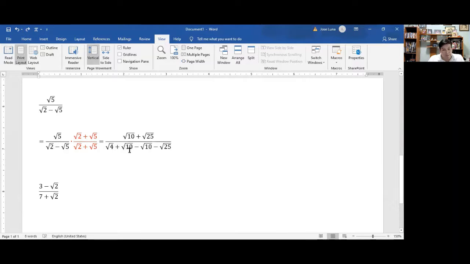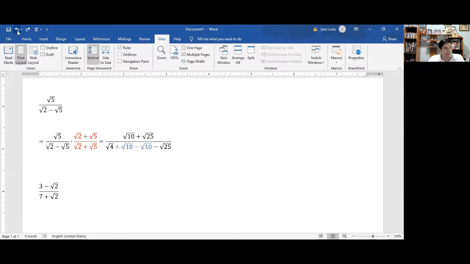Now it's a matter of simplifying, and you'll see what happens here. Notice those two middle terms, those square roots of 10. Notice that one is plus and the other one is minus. So what happens to them? Yep, they cancel, they disappear because we're adding opposites and that's 0. So how much is the square root of 25? Yep, it is 5, and the square root of 4 is 2.